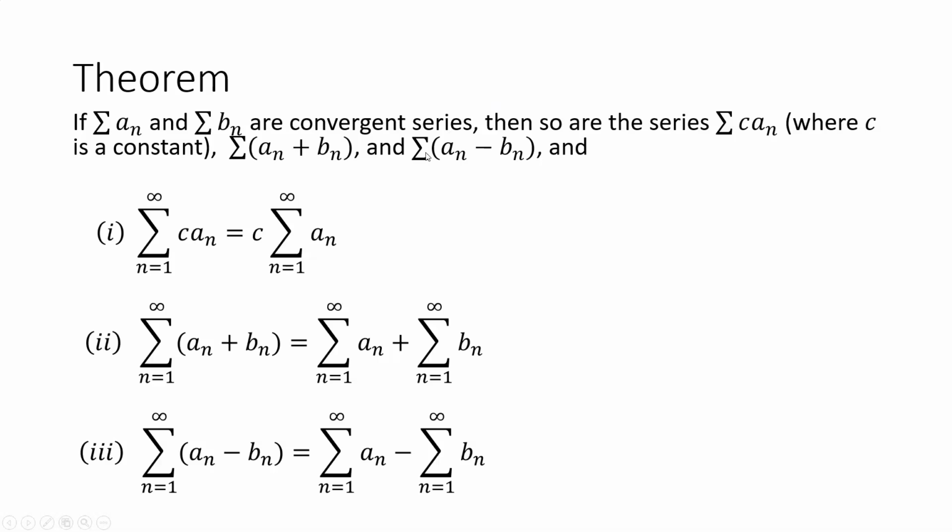And moreover, we have the rules here that I can factor the constant out from the sum. If I have the sum of an plus bn, I can split the sum over each term. Same with the difference: if I have the series of an minus bn, I can split it into the sum over the terms of an minus the sum over the terms of bn.